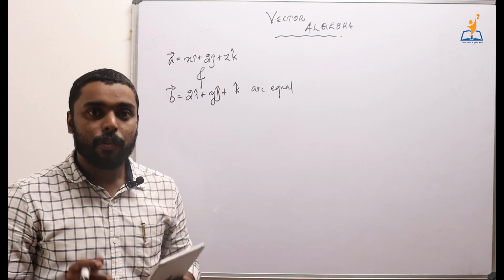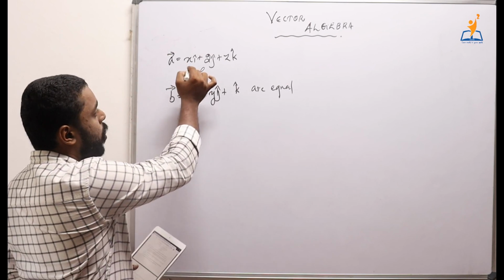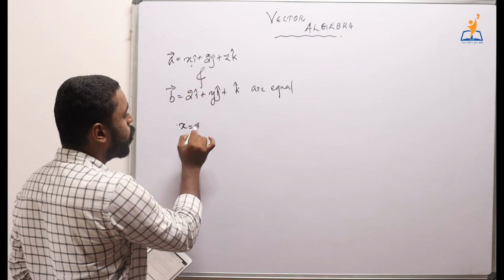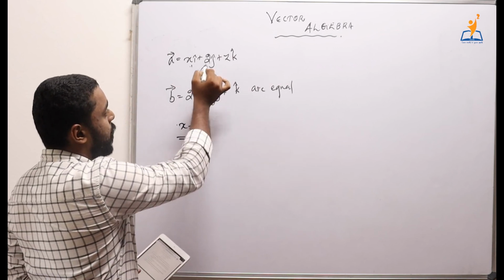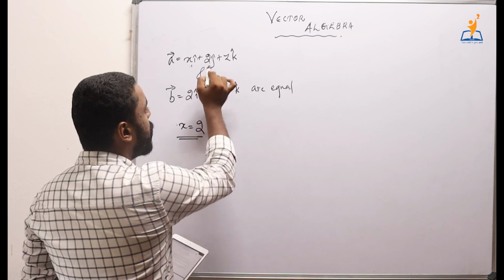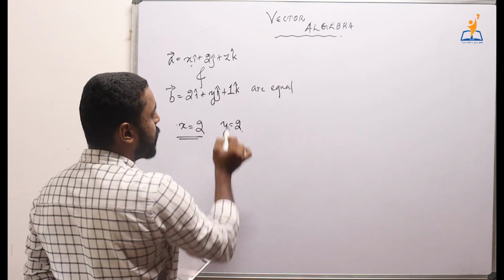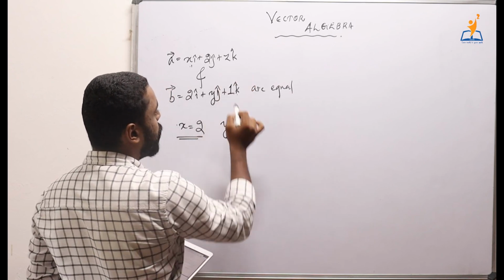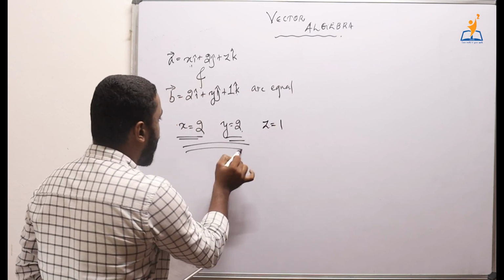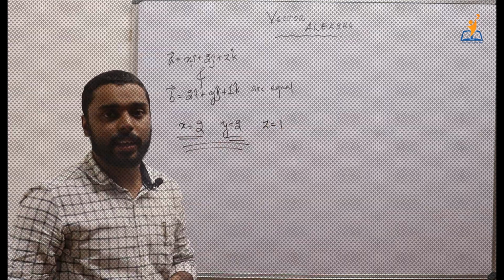So we have to find the values of x, y and z so that these two vectors are equal. We know that two vectors are equal if and only if the respective components are equal. That is, in order for a and b to be equal, x must be equal to 2. The next component also must be equal, so y must be equal to 2 again. And here the coefficient of k cap is nothing but 1. When we equate the third component, we get z equals 1. So the values of x, y, z are 2, 2, 1 respectively.